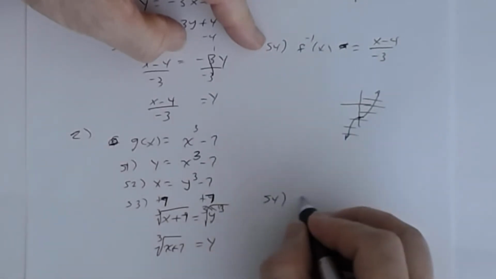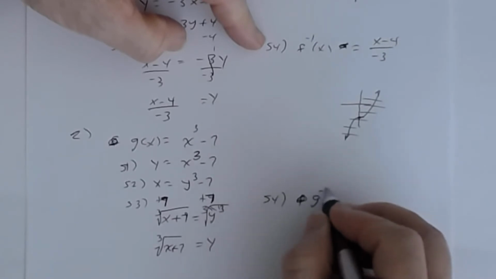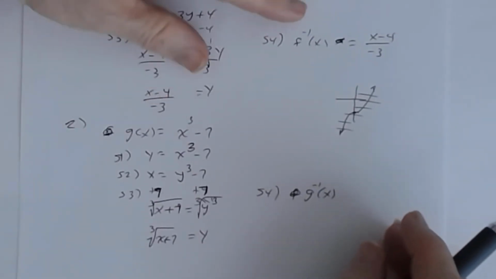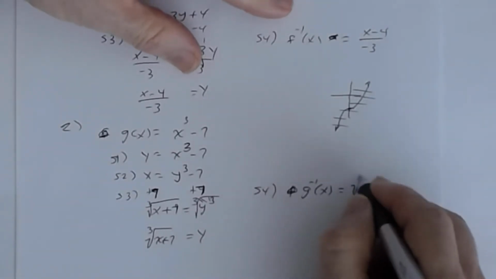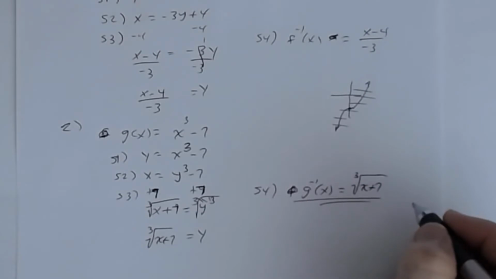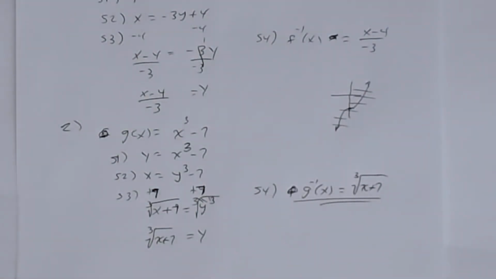So step 4, you're going to say g inverse. Make sure you use the correct notation, g inverse. This was g of x. So g inverse is going to be the cube root of x plus 7. Okay, let's look at number 3. All right, number 3, let's suppose we had this, number 3.